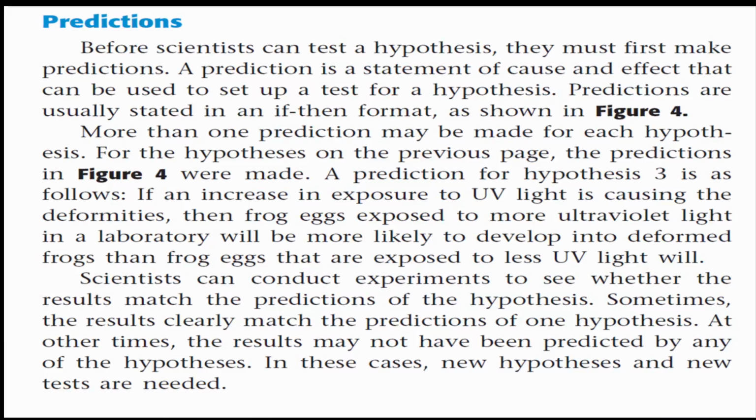Predictions. Before scientists can test a hypothesis, they must first make predictions. A prediction is a statement of cause and effect that can be used to set up a test for a hypothesis. Predictions are usually stated in an if-then format, as shown in Figure 4. More than one prediction may be made for each hypothesis. For the hypotheses on the previous page, the predictions in Figure 4 were made.